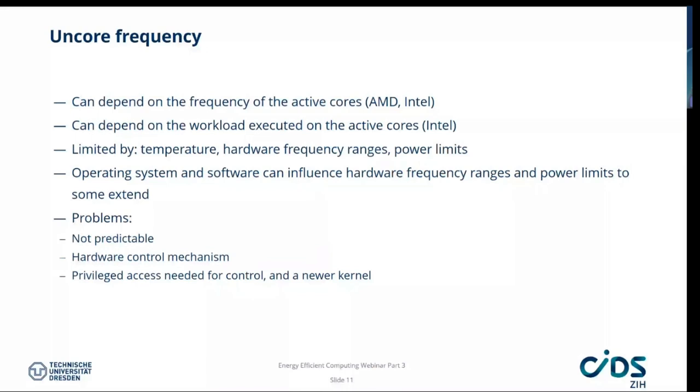What we need to remember is that the uncore frequency is either dependent on the frequency of the active cores, which can happen for AMD and Intel, but can also depend on the workload executed on the active cores. So if the active cores don't use the uncore components, then there's no need for a high uncore frequency. The Intel server processors might reduce the uncore frequency when the uncore is not used. Let's have a look at that.